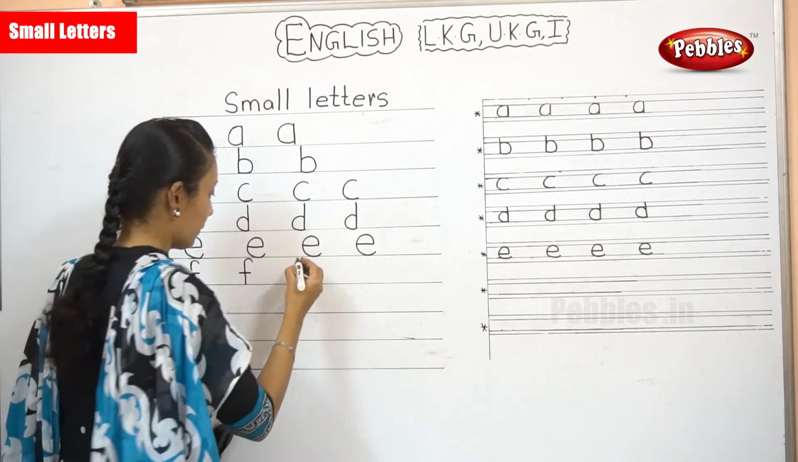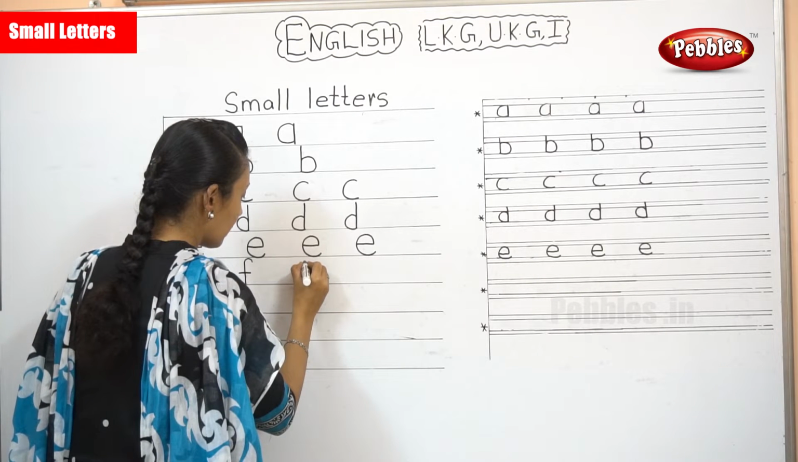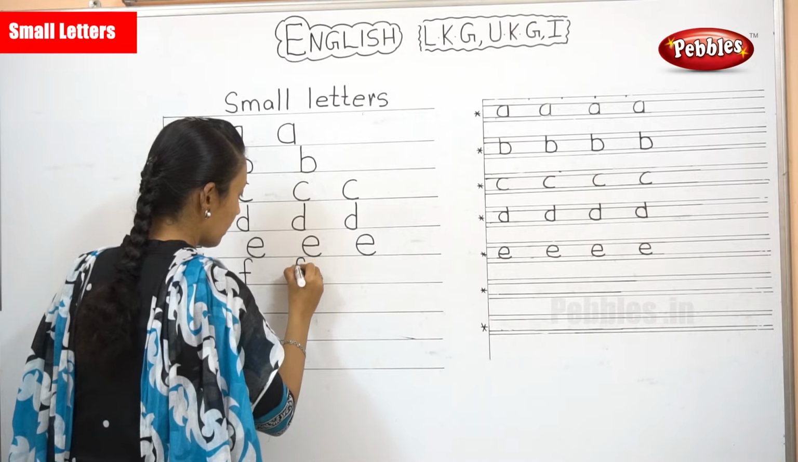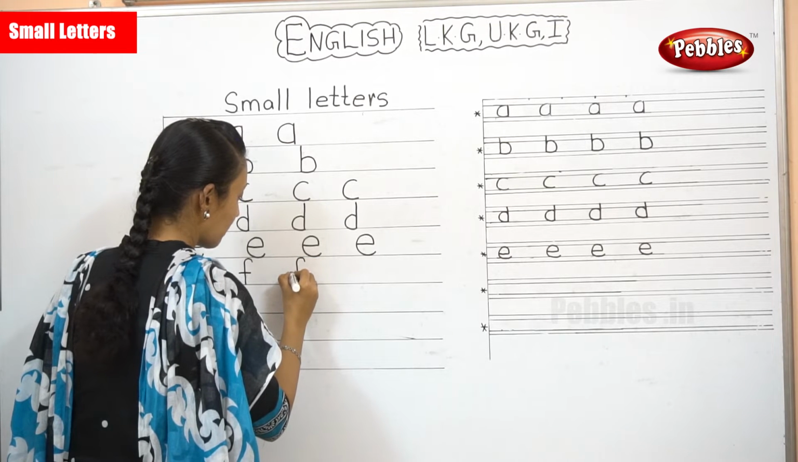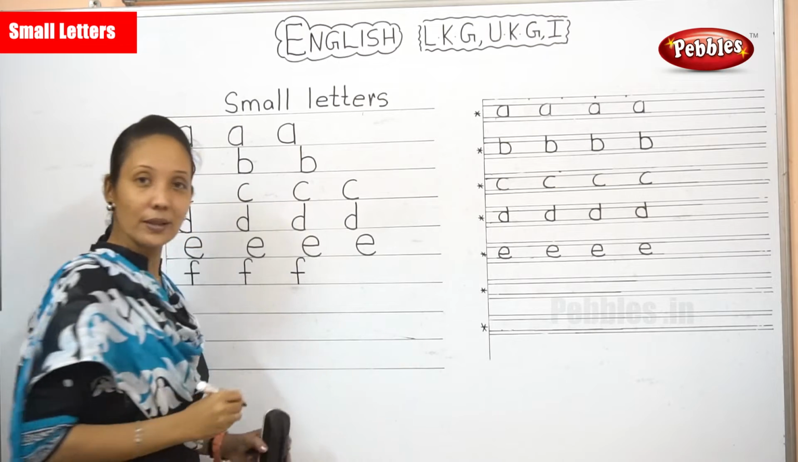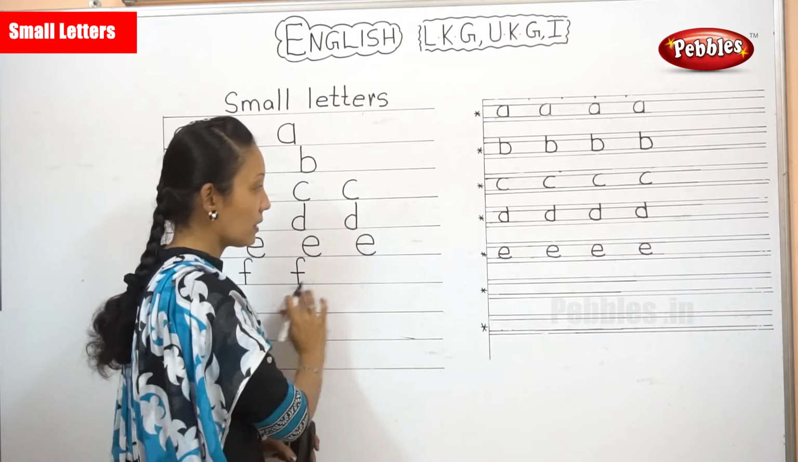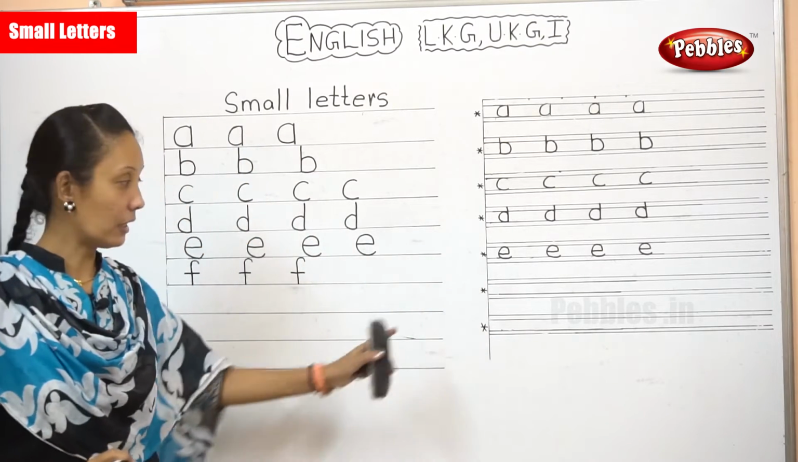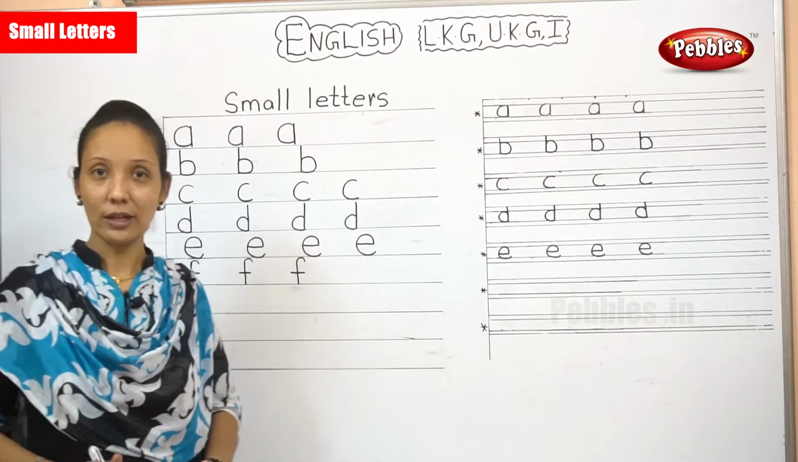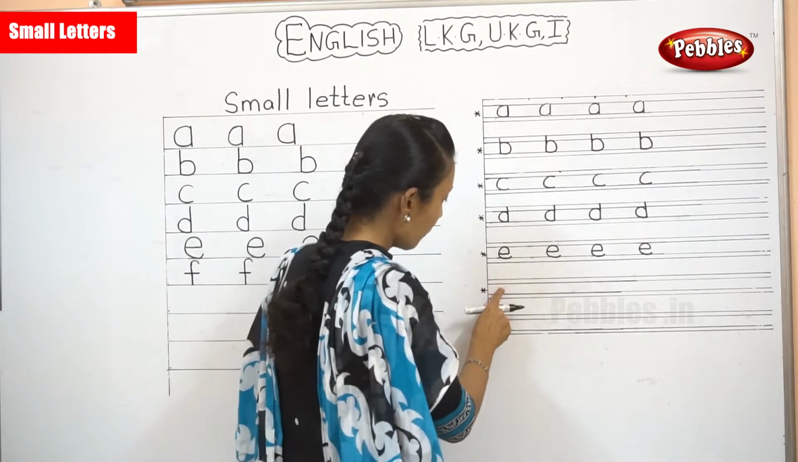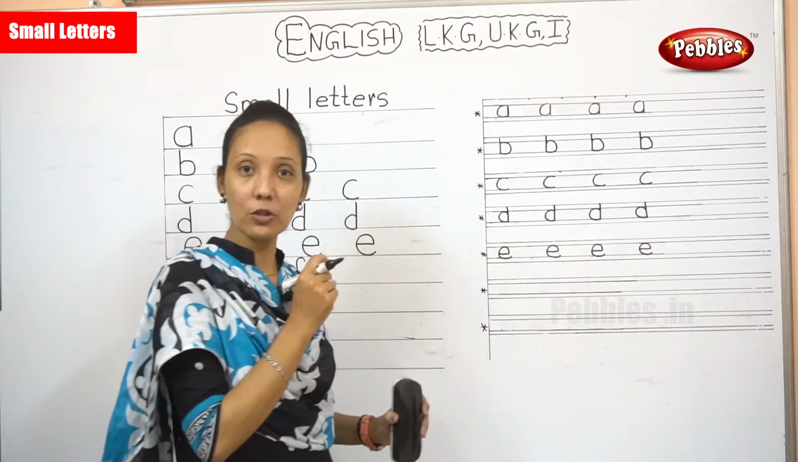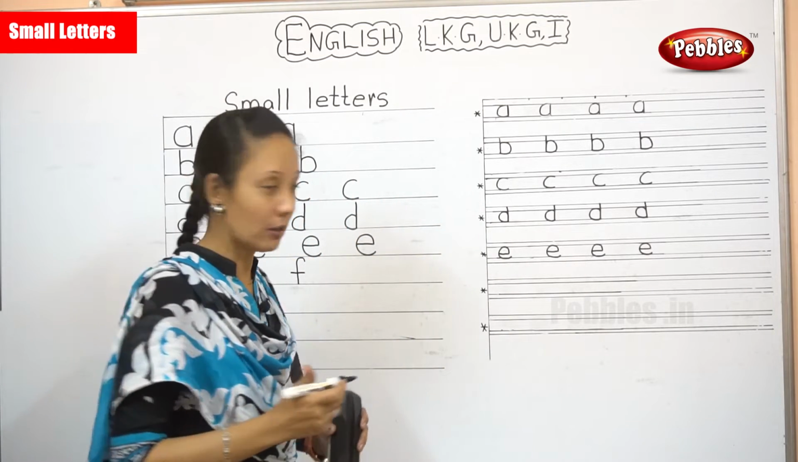F. Again a small curve, come down, middle sleeping line, F. Now, shall we learn to write the F in your 4 line? Now, the F. Where do you start your F from, children?